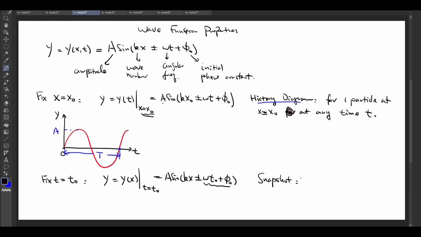And a snapshot is the diagram for all particles in a wave, not just one particle, for all particles at one instant, t equals t naught. And this diagram is kind of like taking a picture of all people, and all people are frozen. Their expressions are frozen at that instant when we take the picture. So that's this kind of diagram. And plotted in the coordinate system it will be like this, y versus x.